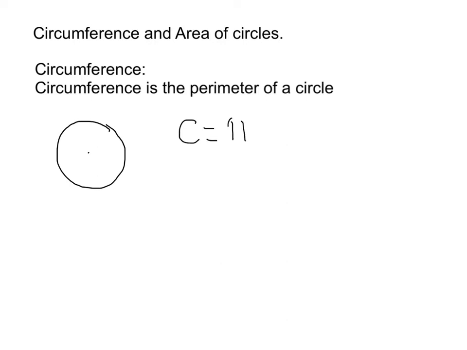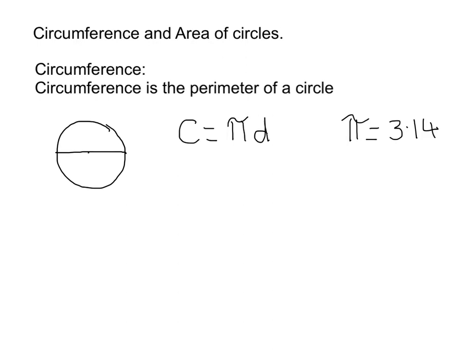pi d, where pi, well, we'll take it to be 3.14, although it is an irrational number, meaning that it continues forever without a recurring pattern. And d is the diameter. Now, we should know the diameter is the measurement of the circle from one side through the centre right round to the other side. So circumference is equal to pi d.